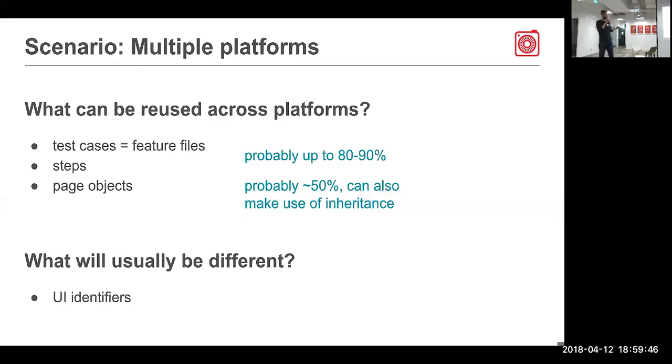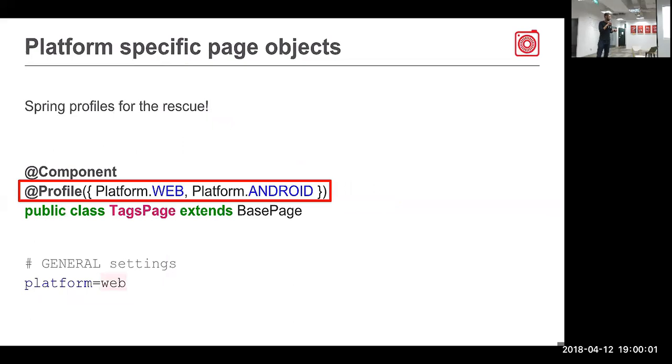The only thing that will be really different is the way you identify objects on a page. So the XPath CSS identifier. But in an ideal world, this is the only thing that's different. So one of the first things we did, we wanted to make our page objects platform specific. So we just define, okay, this page is for these platforms. If anyone's familiar with Spring, we use Spring profiles for that. So when you start up your application, you specify which platform you want to test against, and then only the page objects for this platform are available.